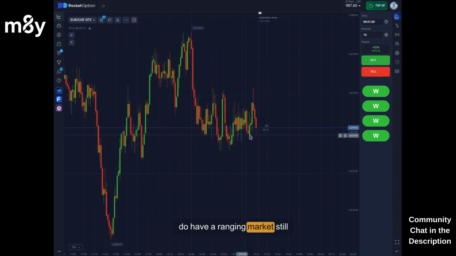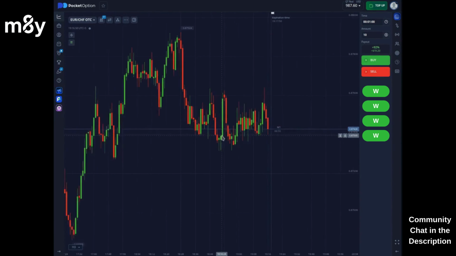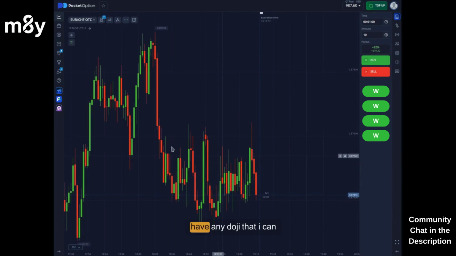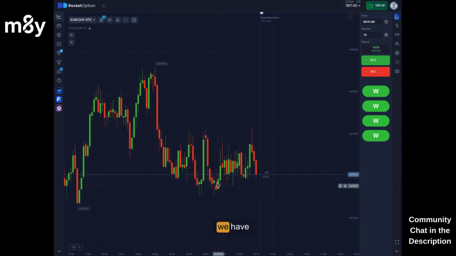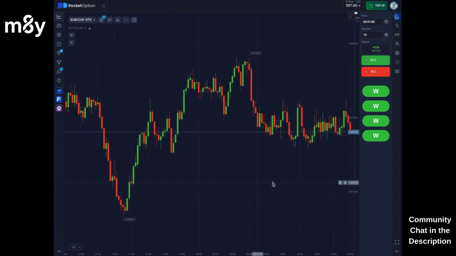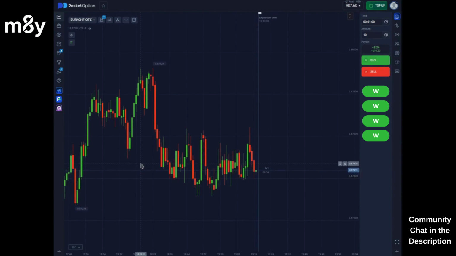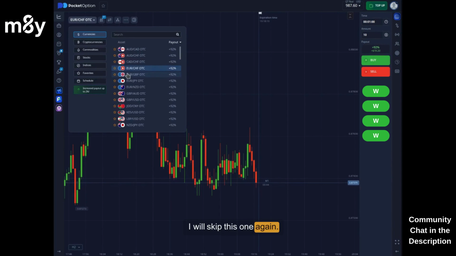Okay, we do have a range market still in here. Do we have any doji that I can use? We have a gap down in here. Alright, I will skip this one again.